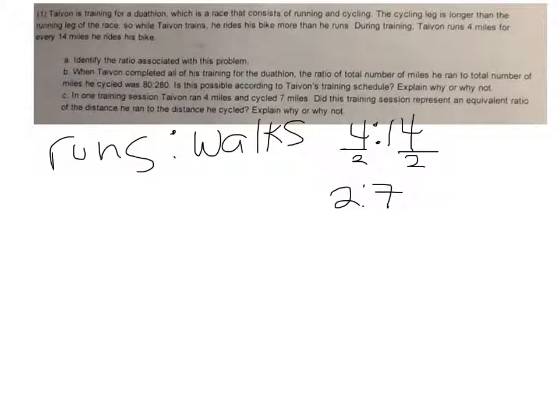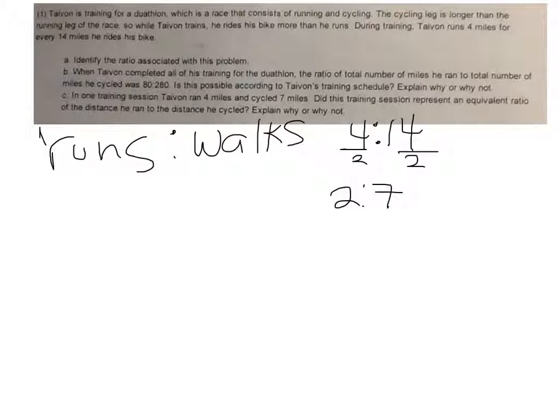Now our next question says, when Tavon completed all of his training for his duathlon, the ratio of total number of miles he ran to total number of miles he cycled was 80 to 280. Is this possible according to Tavon's training schedule? Explain why or why not.